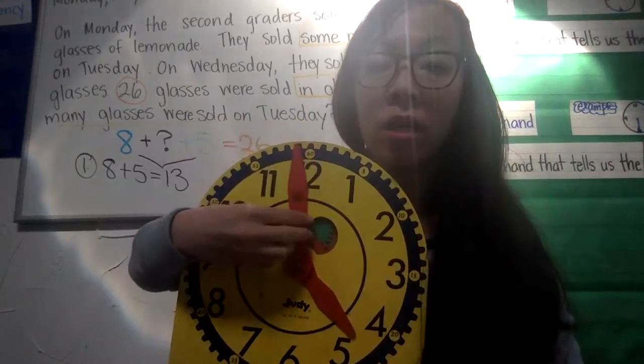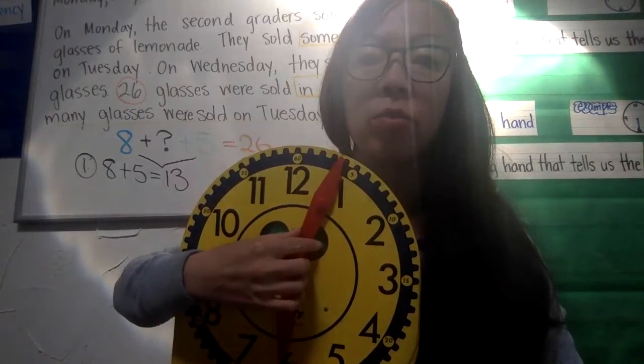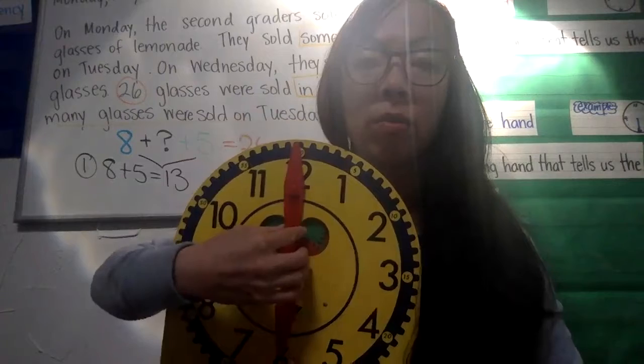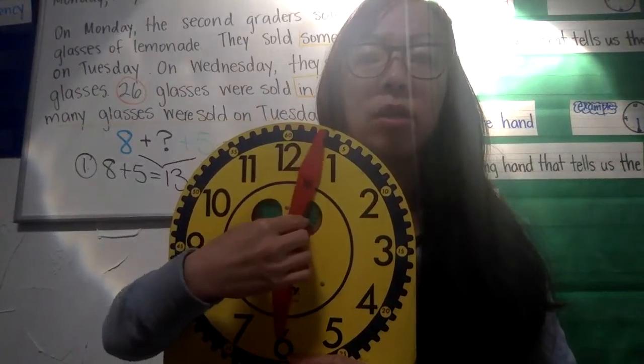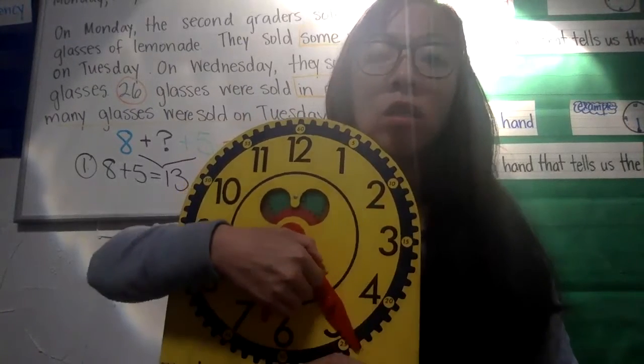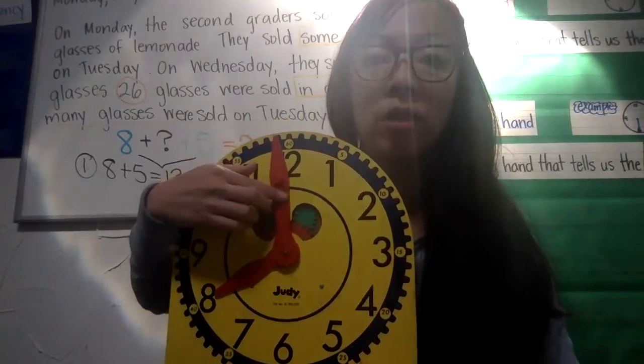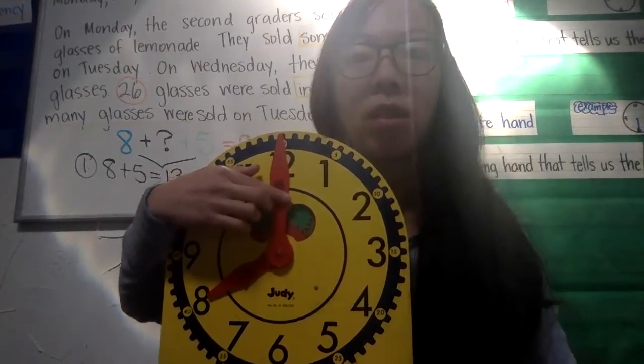And then the minute, we're counting not by ones anymore. We're going to count by fives at each of these big numbers. So our longhand tells us the minutes, and we'll count 5, 10, 15, 20, 25, 30, and so on, till we get right back up to 0 at the top of the clock.